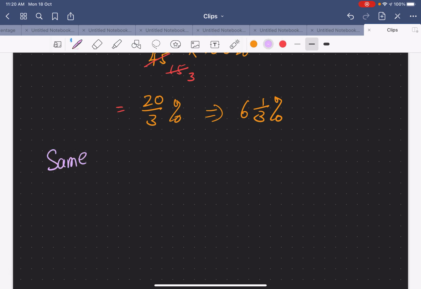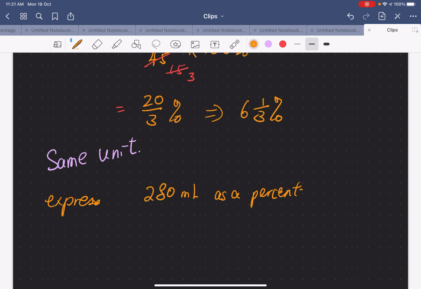Let's try another one, where you have different units, because when you compare, it has to be the same unit. So now I have a weird question for you. Express 280 mils as a percentage of 7 liters. They are not the same unit, so what we need to do is convert them.